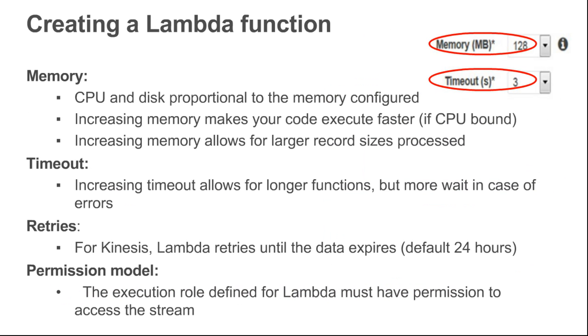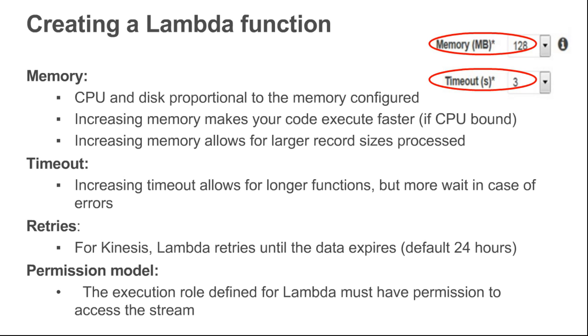When we were creating the Lambda function, the configurations that we looked at were memory. CPU and disk will be proportional to the amount of memory that you configure. So increasing the amount of memory will also increase the amount of CPU and disk space allowed for your Lambda function execution. If you were seeing that your Lambda function was taking longer to process, for example, with bigger batches of records, it might be memory or CPU bound, and a way to test that is to increase the amount of memory and see if that reduces the time it takes to execute your Lambda function.